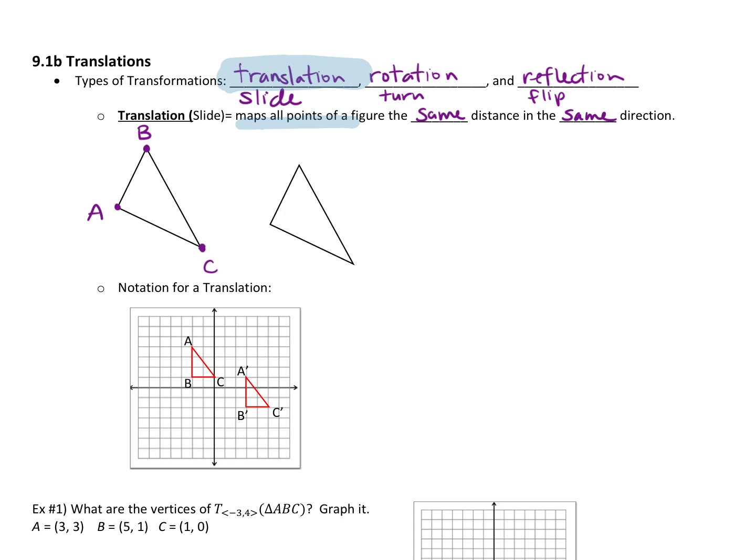So I'm going to slide this A to right here. And it's going to be A what now? A prime, okay? I'm going to take this B, slide it right here, and that's B prime, and I'm going to take C, slide it here, and it's C prime, okay? So what you should notice is every single one of those moves was the same distance. When it slides over, it moves the same amount on all of them, okay?